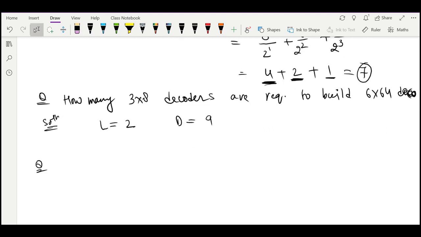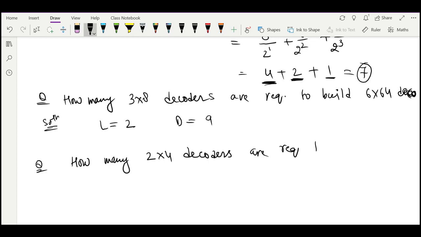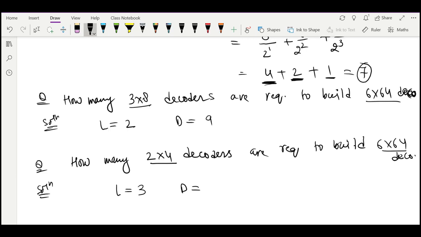Another question in the same fashion: how many 2 into 4 decoders are required to build a 6 into 64 decoder? Okay, now the given decoder is changed, although the required decoder is the same. Now the answer will change. So first find it out yourself and match with this answer. The number of levels required is 3 and the number of decoders required is 21 in this case.